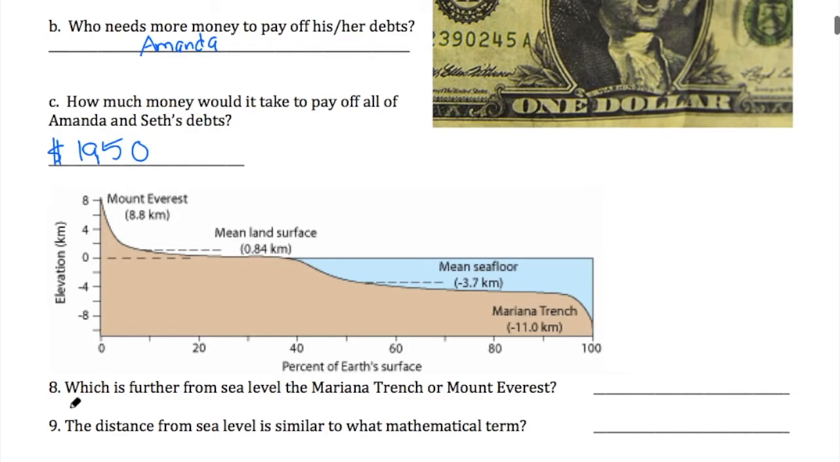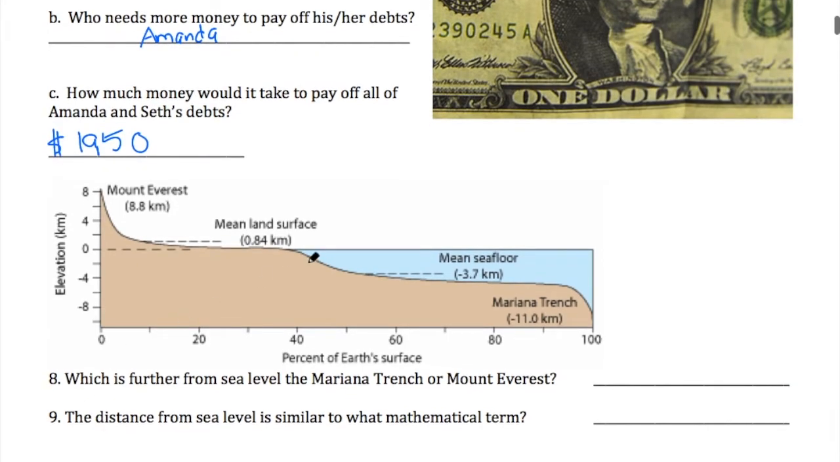Okay, let's look at this map of the seafloor. So here we can see here's land, here's the mean seafloor, and here's the bottom of the Mariana Trench. Over here we have as high as Mount Everest would be. Which is furthest from sea level, the Mariana Trench or Mount Everest? Well, that is the Mariana Trench. And this relates to another concept, being the furthest away from zero. The distance from sea level is similar to what we call absolute value. That's the mathematical term that we use for distance from zero.